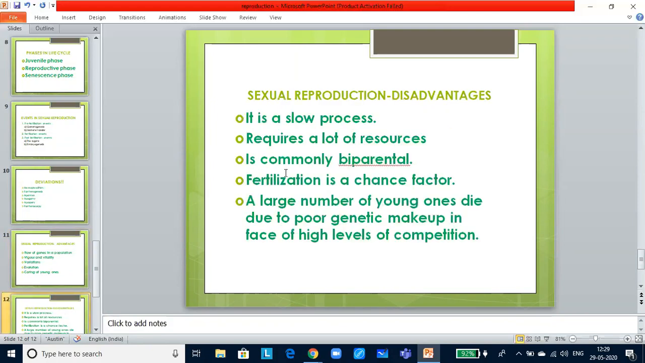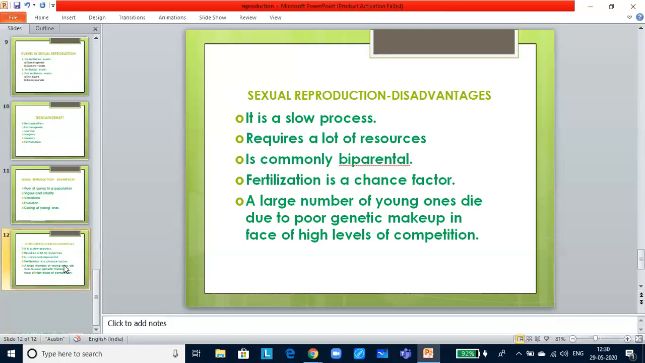Again, it is a slow process because the organism has to go through two phases, that is the juvenile phase, which is quite long, and then into the reproductive phase, and it requires a lot of resources. It's commonly biparental, and again, fertilization is a chance factor. Either it is an external fertilization or internal fertilization. A large number of young ones die due to poor genetic makeup in the phase of high levels of competition.